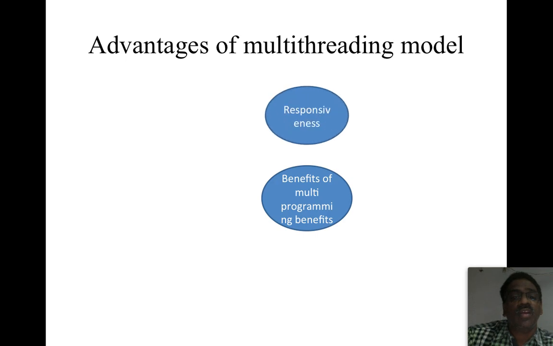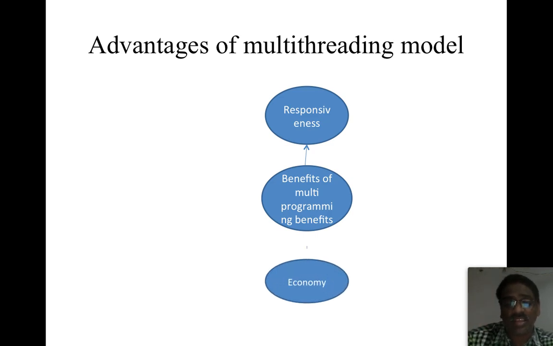Now, the advantages of a multi-threaded model. First, responsiveness. In the multi-threaded model, the response is very quick. It means we use the best algorithm, all the resources are shareable, and we use bypass technology. That's why the response is very quick. Next, economy. Economy-wise, it is very, very fast to execute. Automatically, your programming task will be completed very quickly, within less time.